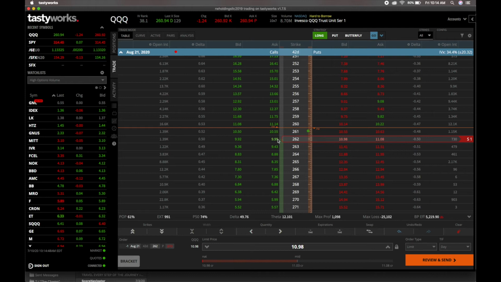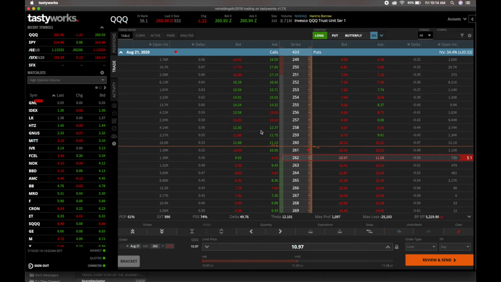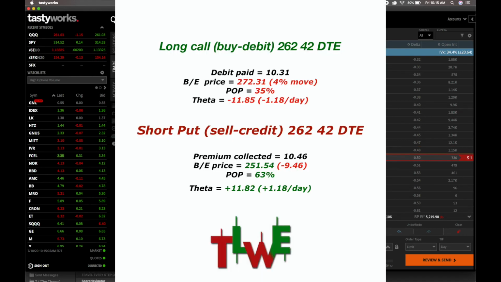Nonetheless, let's get back into why option sellers are going to benefit more over time than option buyers. Same directional bias. We're at the 262 strike. Pre-market, the premium we were collecting was $10.46. Remember, the debit paid was $10.31. To calculate the break even when you're selling, what you're going to do is subtract the premium you collect from the strike price, because we're putting the premium we collect directly in our pocket. We have the money up front.